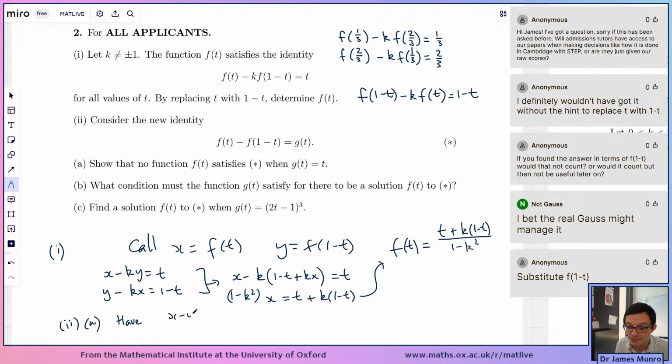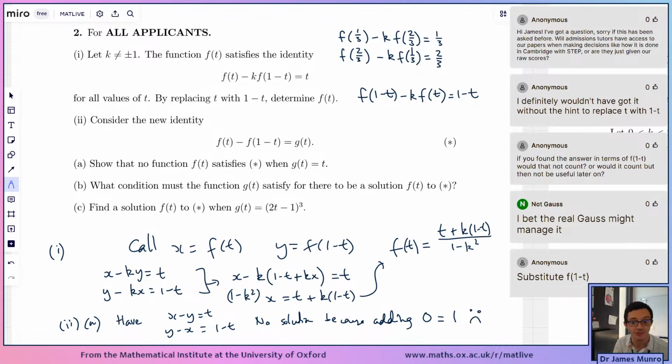But now I've got x minus y equals t, and I've got y minus x equals 1 minus t. And there's no solution, because if I add those, the x's and y's will cancel, and I'll get 0 equals 1 on the right. The t's cancel on the right as well. So that's not okay.